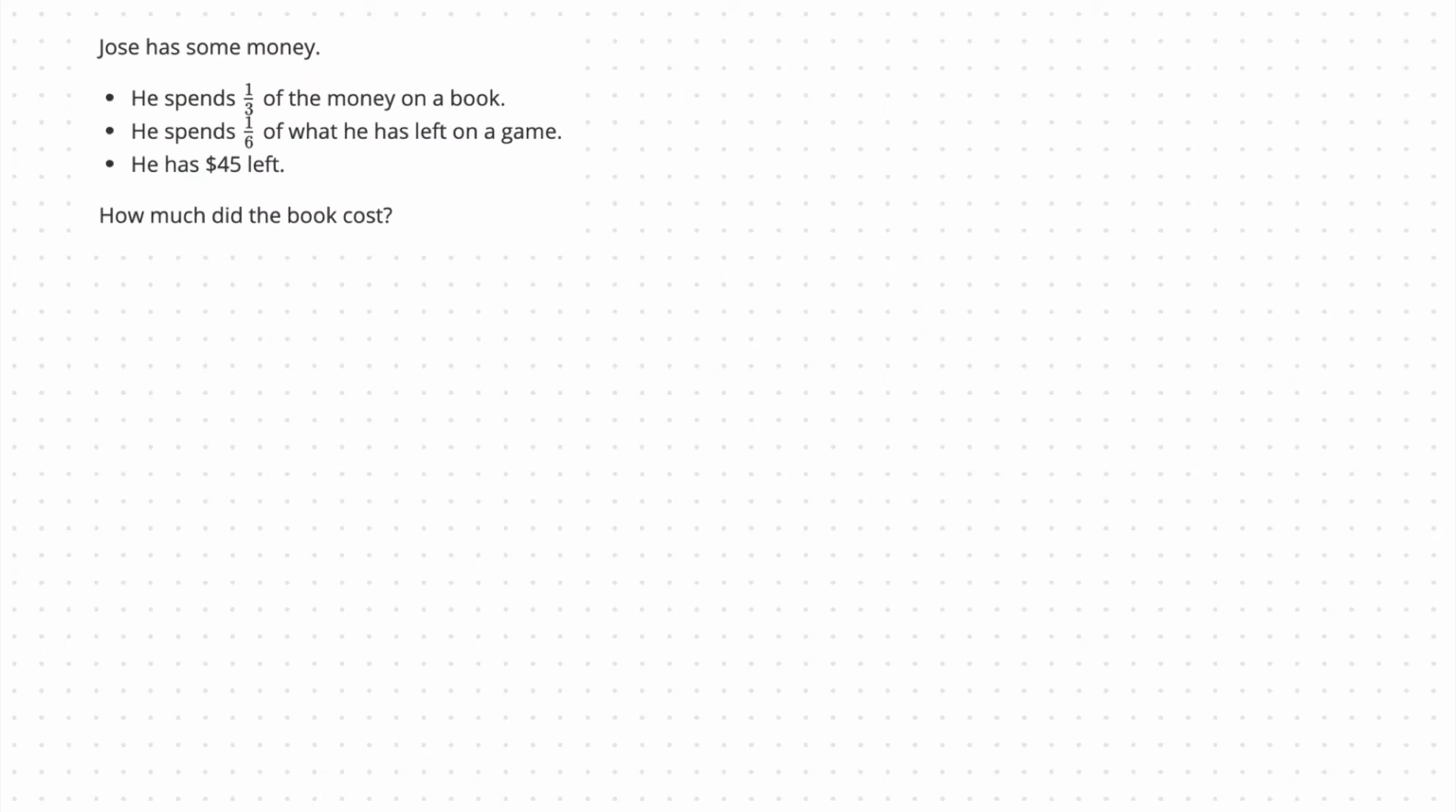Jose has some money. He spends 1/3 of the money on a book. He spends 1/6 of what he has left on a game, and he has $45 left. How much did the book cost? So since we're looking at all of Jose's money, we can use 1 rectangle to represent all of Jose's money.